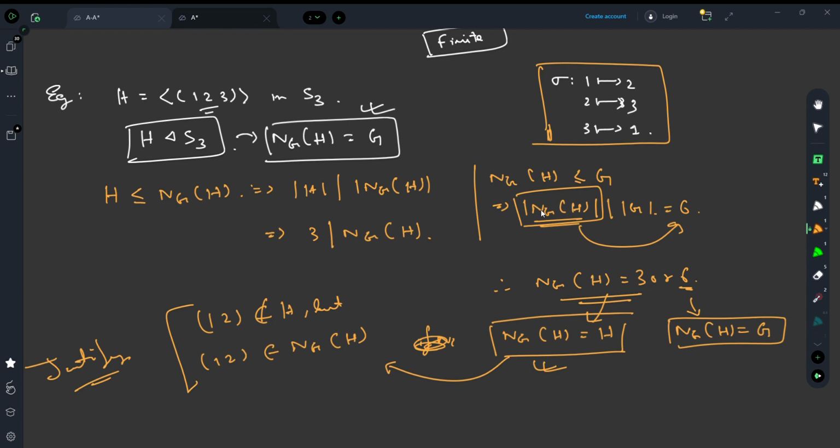Clear. So that means the normalizer of H in G cannot equal H. Therefore, this can't happen. So the only possibility is that the normalizer of H in G is G, but this would imply H is normal in G. Got it?